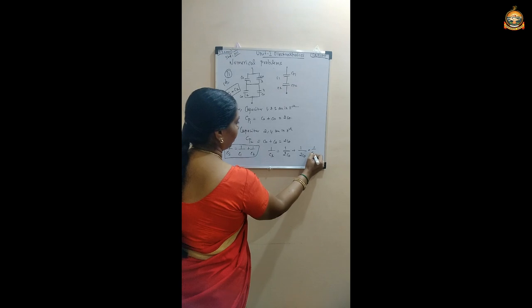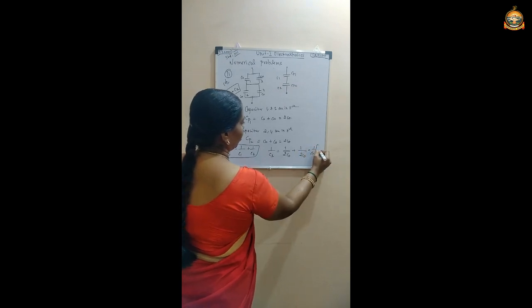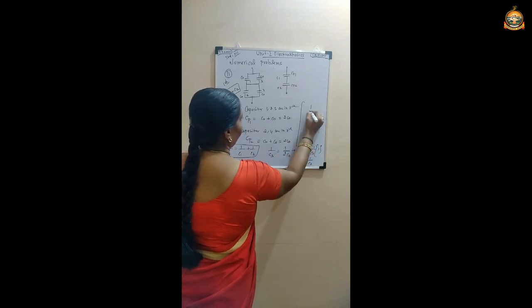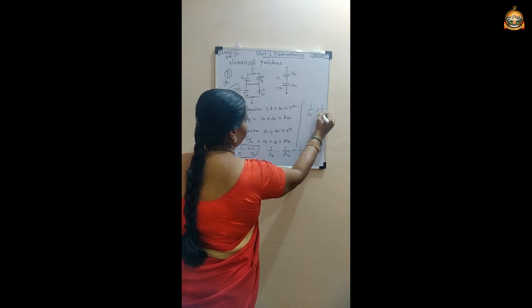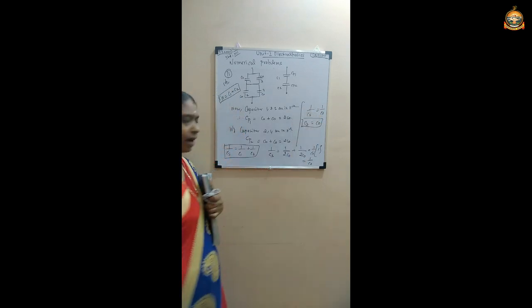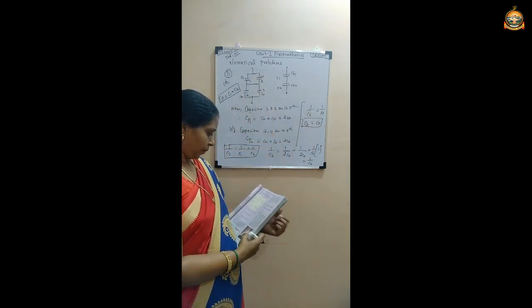That is equal to 1 by C0 common. Take it out. Therefore, 1 by 2 plus 1 by 2, that is equal to what? Half plus half, that is equal to 1. That is equal to 1 by C0. 1 by Cs equal to 1 by C0, or Cs equal to C0. This is the final effective capacitance of these combinations. Okay? Next, third one.